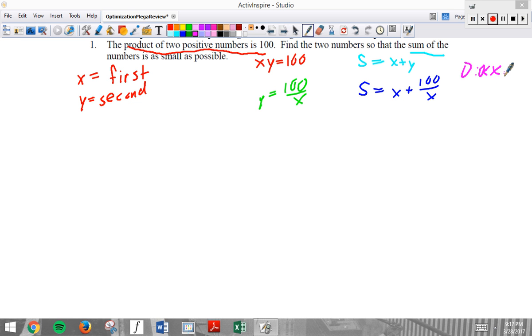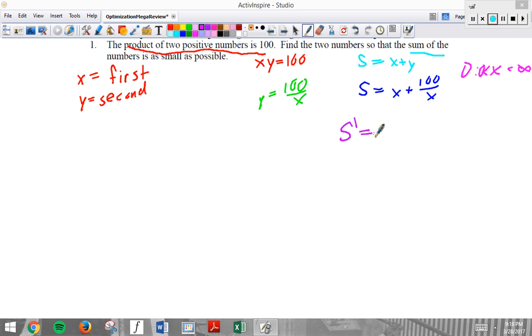Does X have a max value? Well, let's just try something crazy. Like, if X is 100, what's Y? 1. That's fine. What if X is 1,000? Y is 1/10. That's fine. So, it has no max value. That's important. Okay. Now, we go about our business.